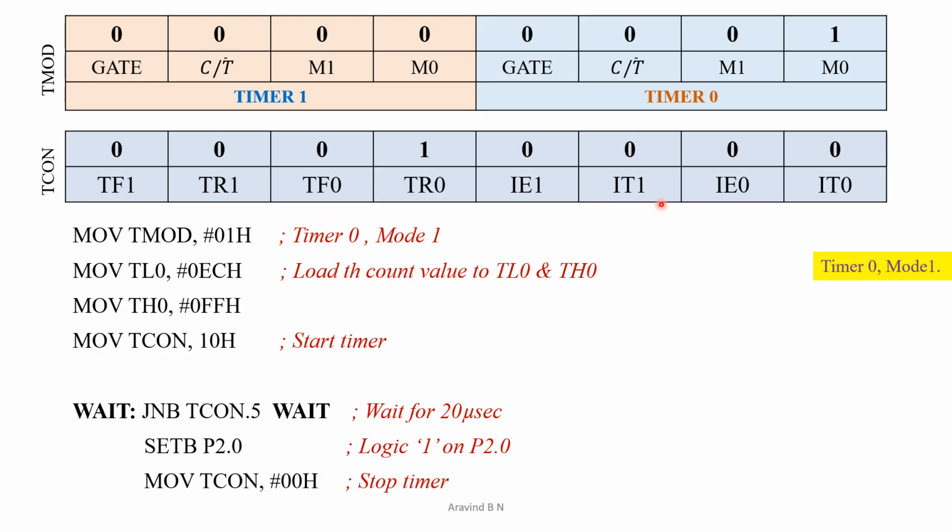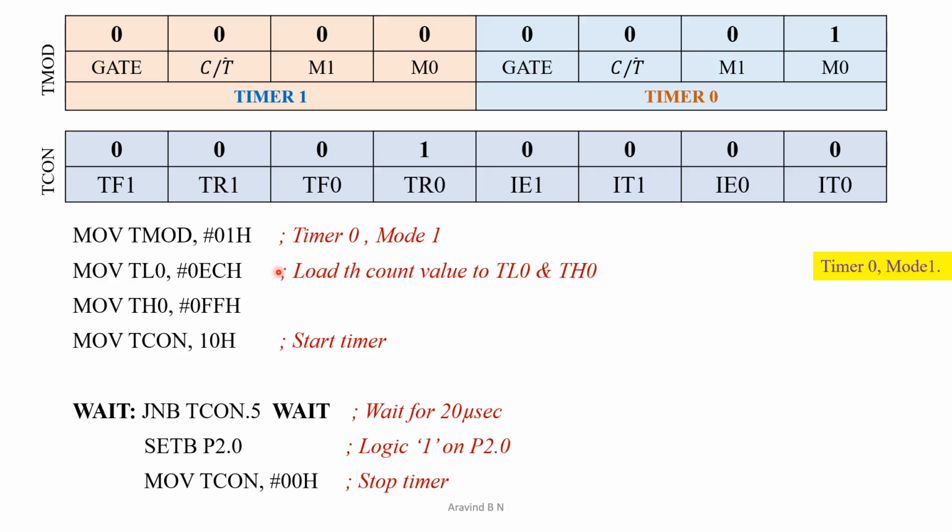By observation, the TCON register value in hexadecimal will be equal to 10H. Now let us get into the programming part. First set the TMOD register as we have discussed. Its value is 01H. So MOV TMOD, #01H. Now this is going to configure timer 0 in mode 1.